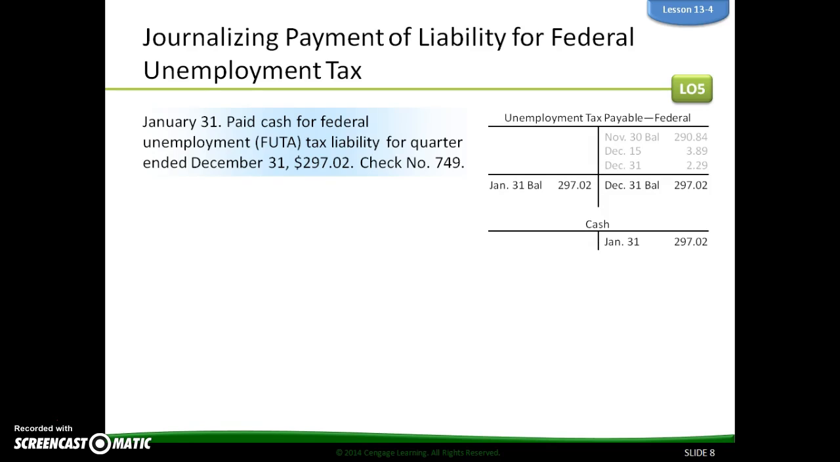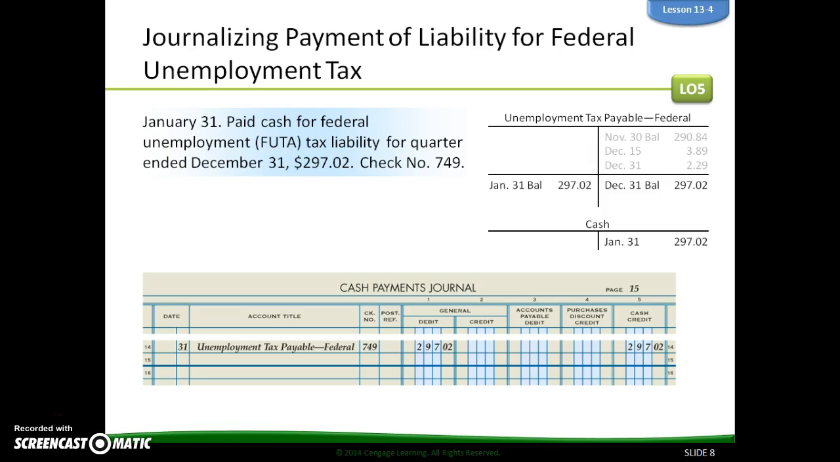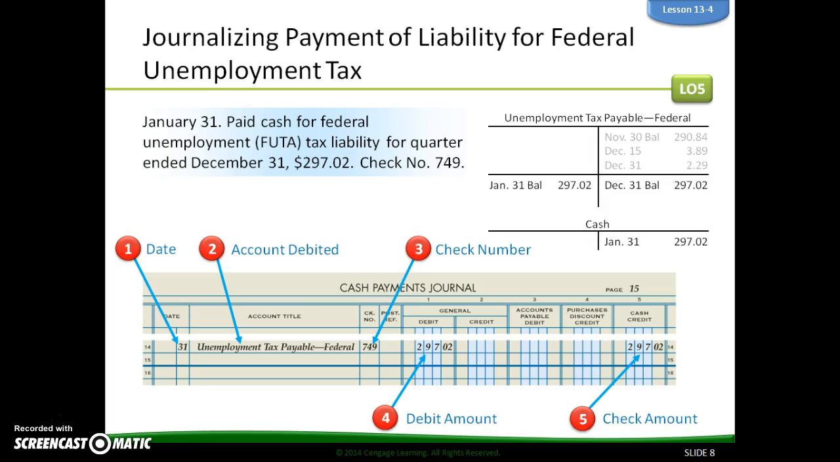And you can see that we had a November 30th balance plus any tax that was payable for December 15th and December 31st. So our January 31st payment that we're responsible for is $297.02. Here we go with journalizing. So unemployment tax payable for federal, and the debit, and then the credit amount.